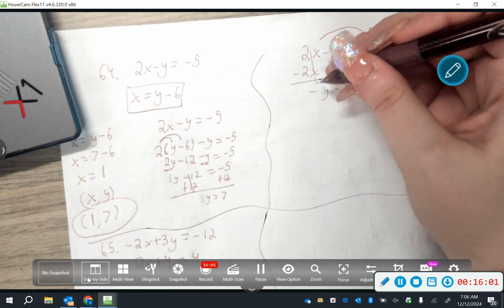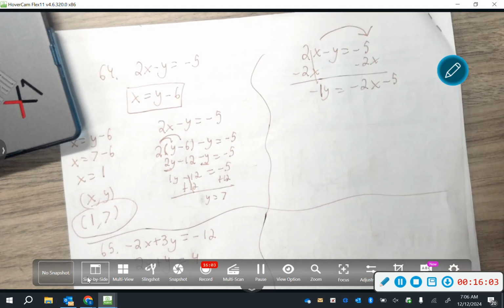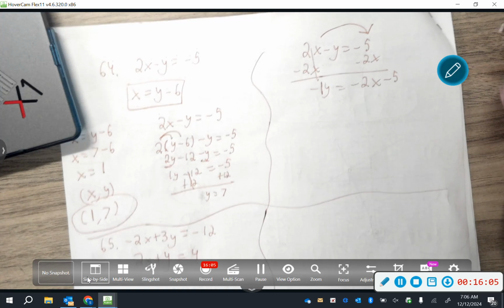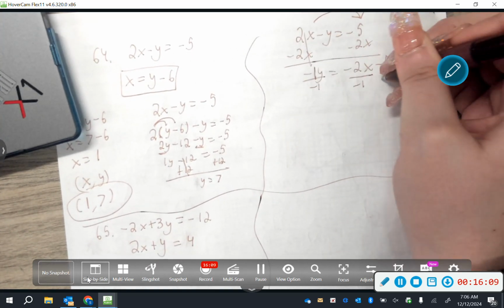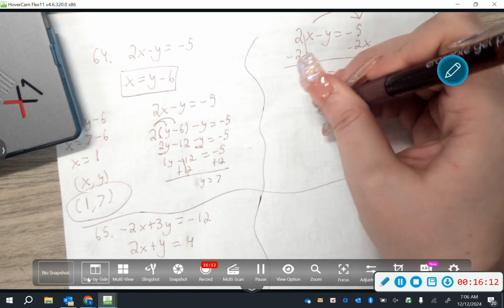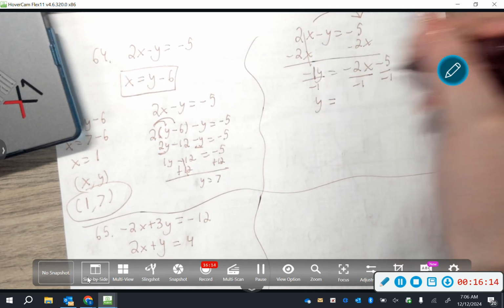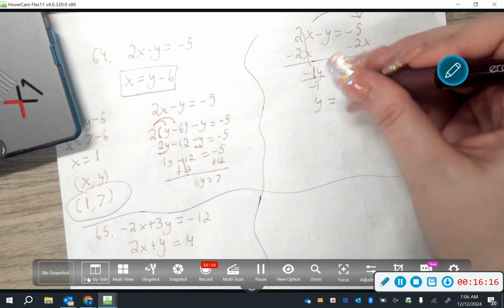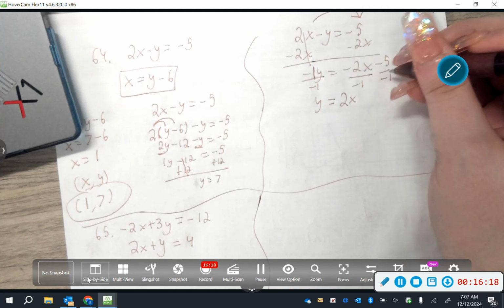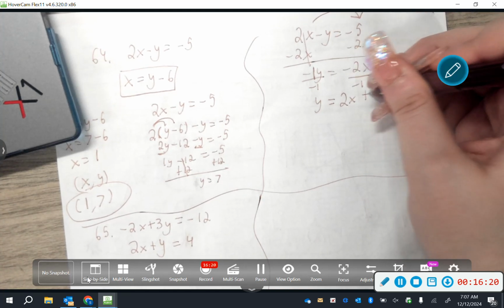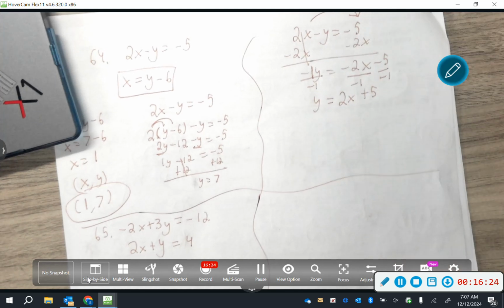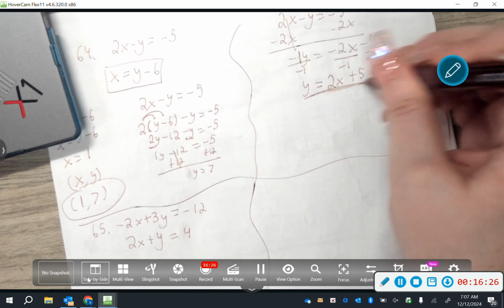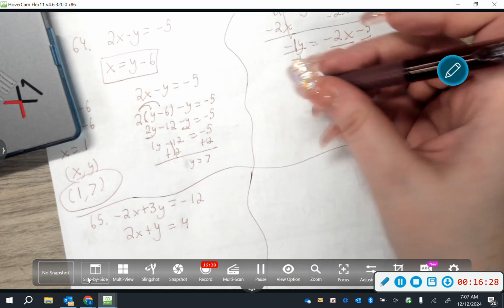Well, technically, if there's no number in front of my y, it's an invisible 1. I don't want negative 1y, so we have to divide everything by negative 1. What dividing by negative 1 does is just change the sign on everything. So instead of negative 2x, this is going to be positive 2x. Instead of negative 5, this is going to be positive 5. This is something I can plug in the calculator because it's in y equals form. So now I need to do the same thing to the other one.